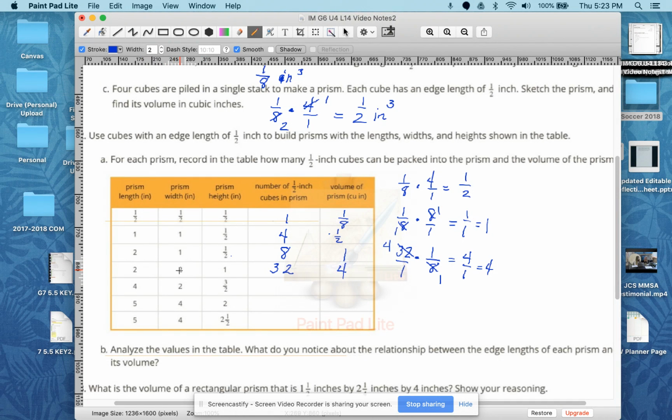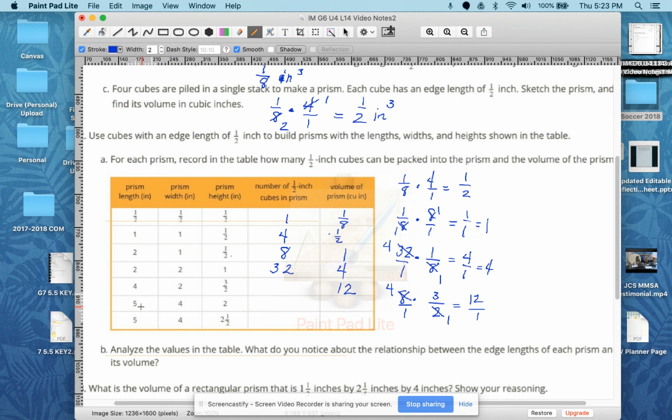2 times 2 is 4, times 1 is 4. So let's look at the pattern here. 4 times 2 is 8. Now we need to do 8 times 3 over 2. And this is really 8 over 1. So 2 goes into itself once. 2 goes into 8 4 times. 4 times 3 is 12. And that's 12 over 1, or 12. We're going to come back to the number of blocks here.